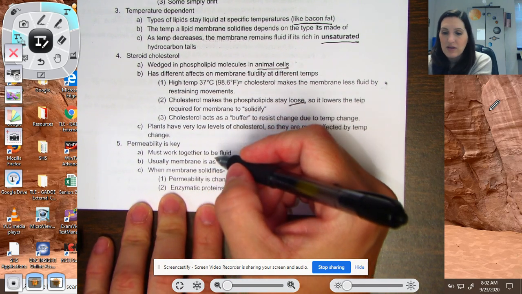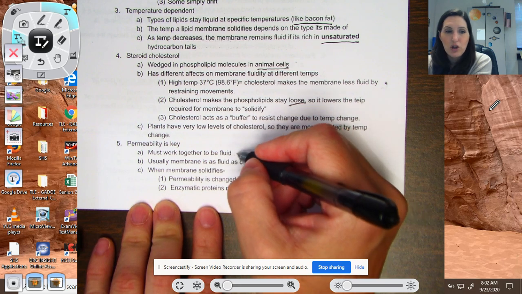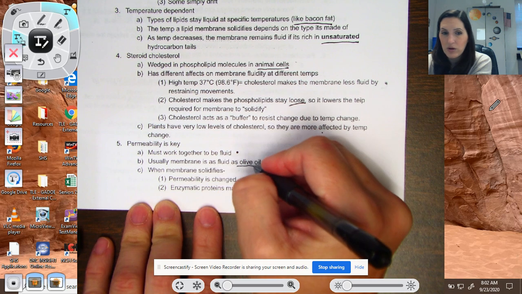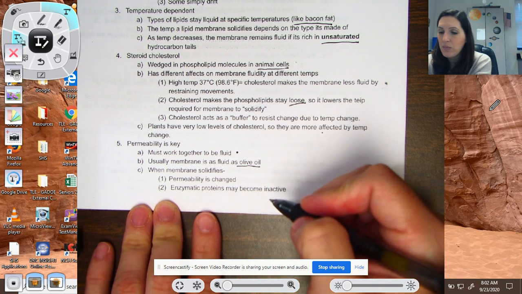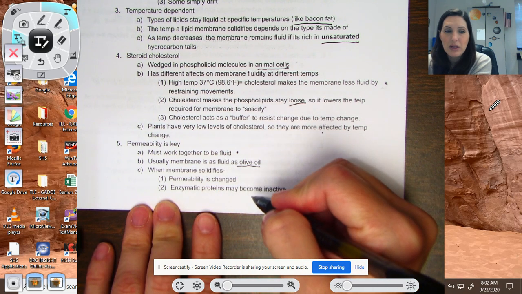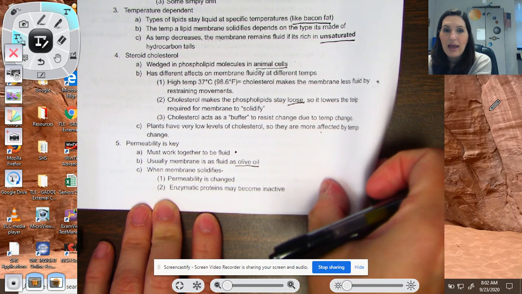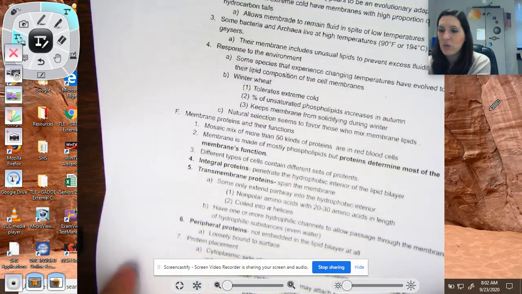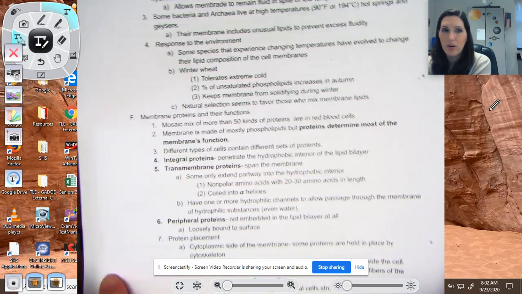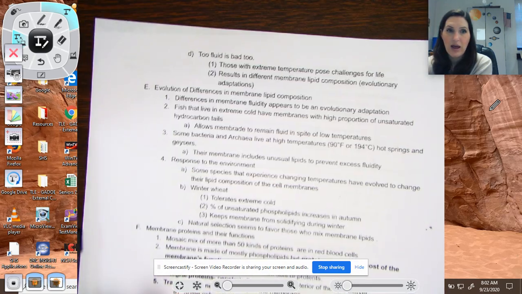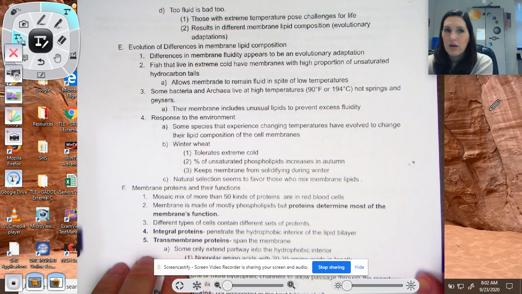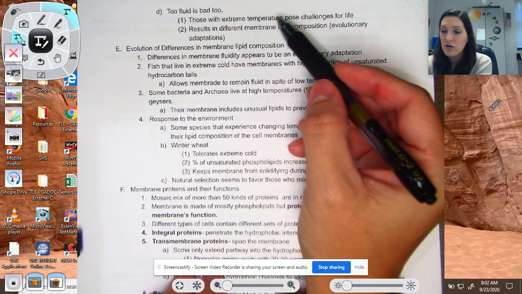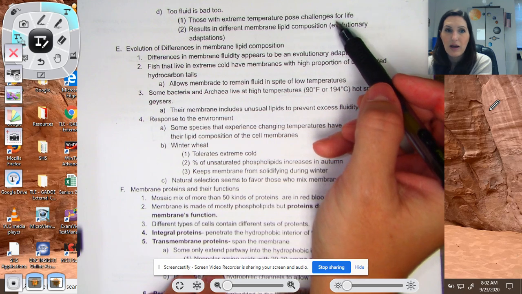All right, permeability is key. They must work together to be fluid. Usually the membrane is as fluid as olive oil. When the membrane solidifies, permeability is changed. Enzymes become inactive, which remember, enzymes are what is going to be doing our work in our body. So we need them to stay active. Too much fluid isn't good either. Extreme temperatures pose challenges in life.